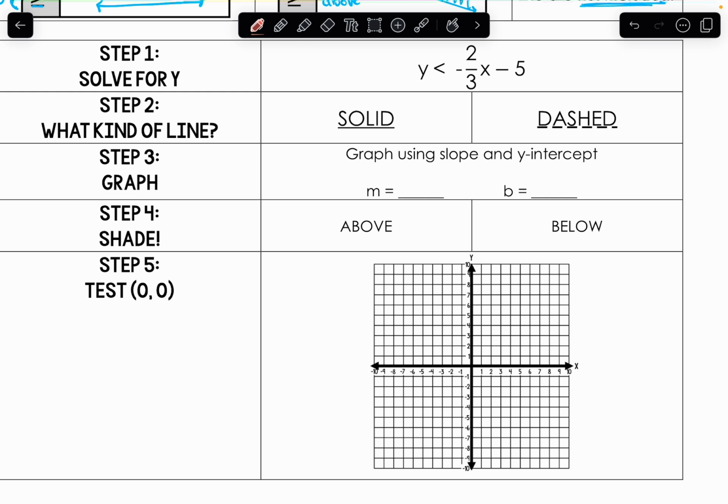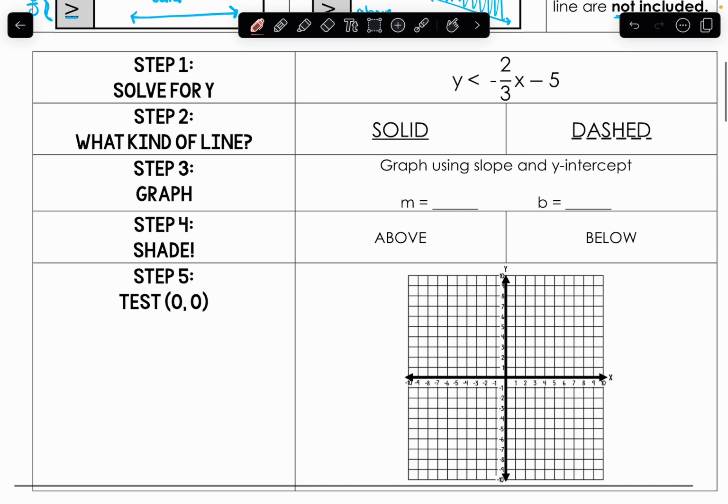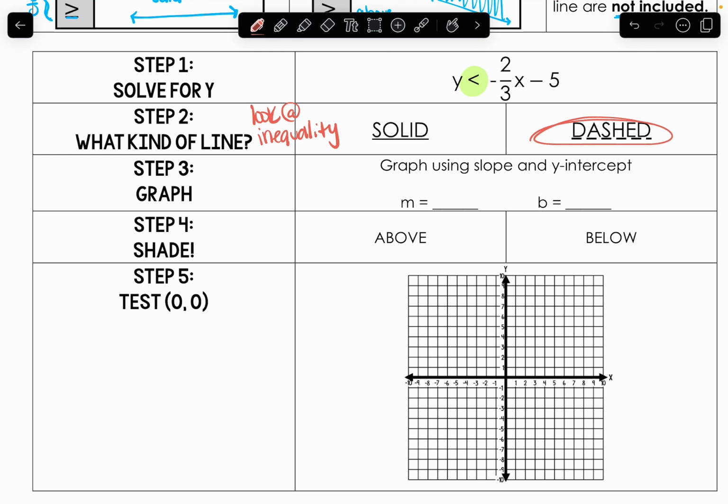It says, what kind of line? First thing you want to do is look at the inequality. Okay, so since I'm not here, I'm going to write extra notes. Look at your inequality. Here, our inequality is less than. This inequality is not underlined, so that tells us that it's going to be dashed. Less than, it's in the name, right?